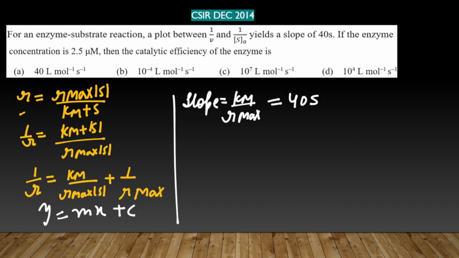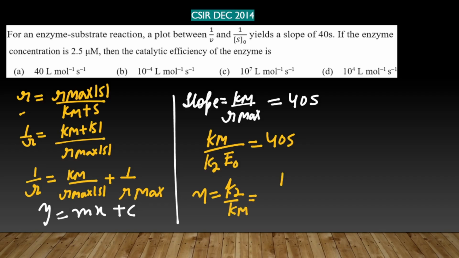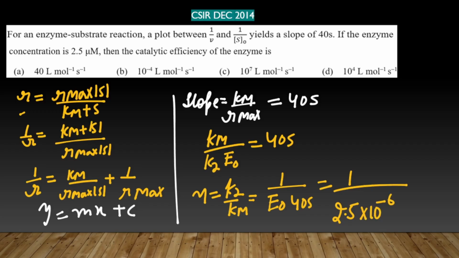Right, so R max is nothing but k2 into E naught, which is equal to the 40 seconds. Right, so we have to find this efficiency, which is equal to K2 by Km. So K2 by Km becomes 1 by E naught into the 40 seconds. So initial concentration is given to us as 2.5 micromolar. So that is 10 raised to the power of minus 6 into the 40.